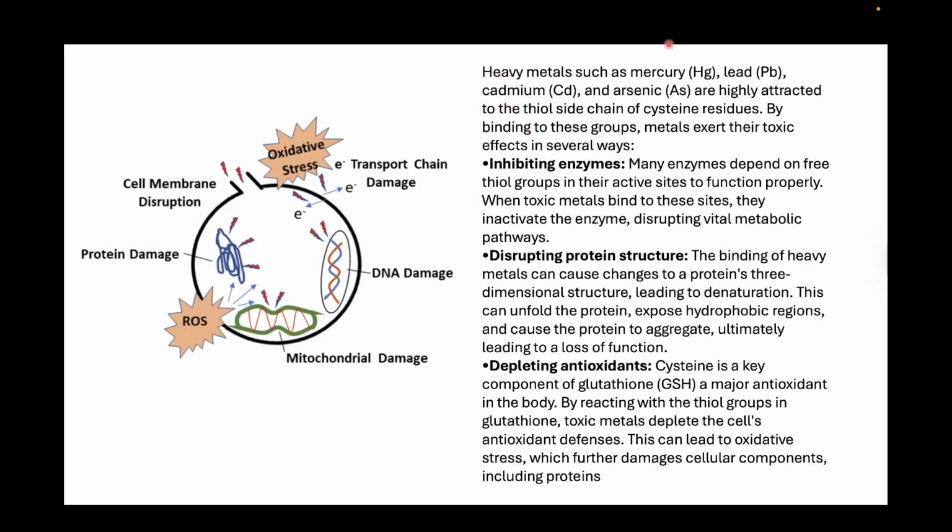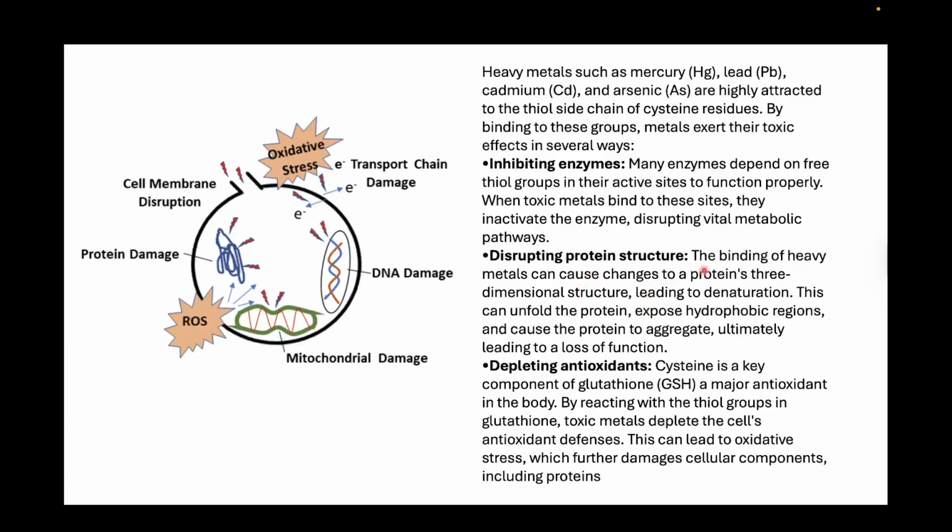Heavy metals such as mercury, lead, and cadmium or arsenic are highly attracted to the thiol side chain of cysteine residues. By binding to these groups, metals exert their effects in several ways. Like inhibiting enzymes, many enzymes depend on free thiol groups in their active sites to function properly. When toxic metals bind to these sites, they inactivate the enzyme, disrupting vital metabolic pathways. Okay, so enzymatic active sites contain these thiol groups.